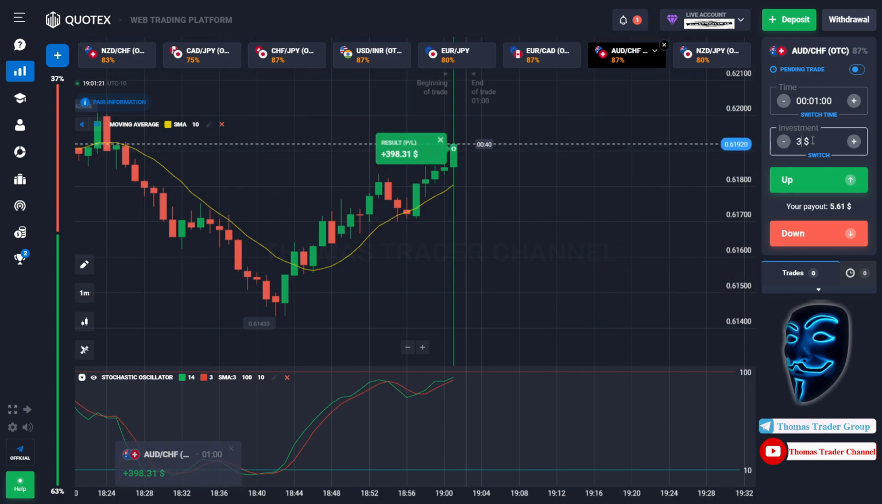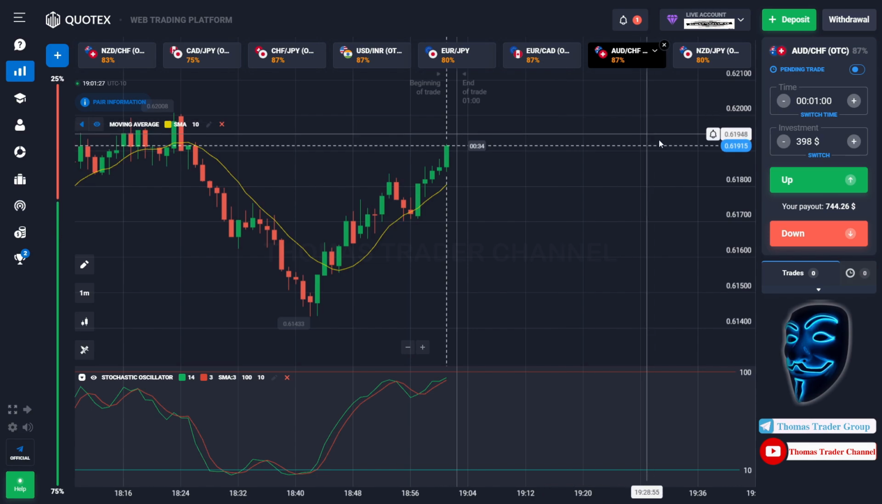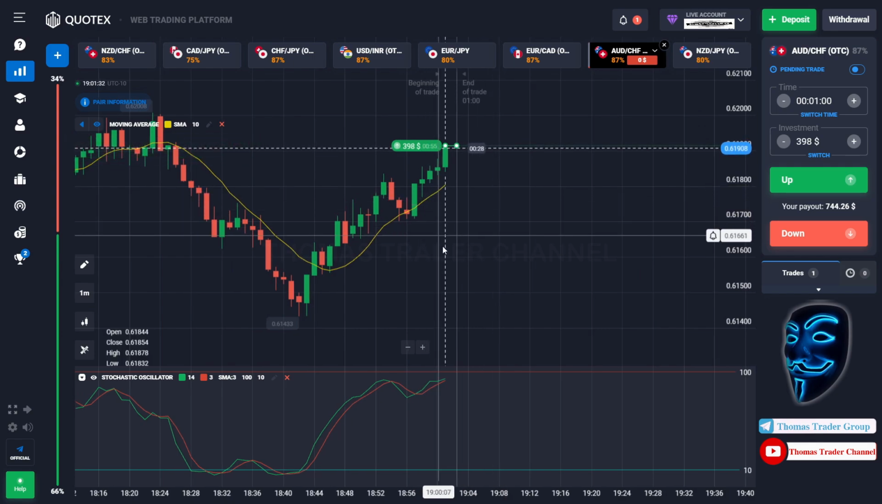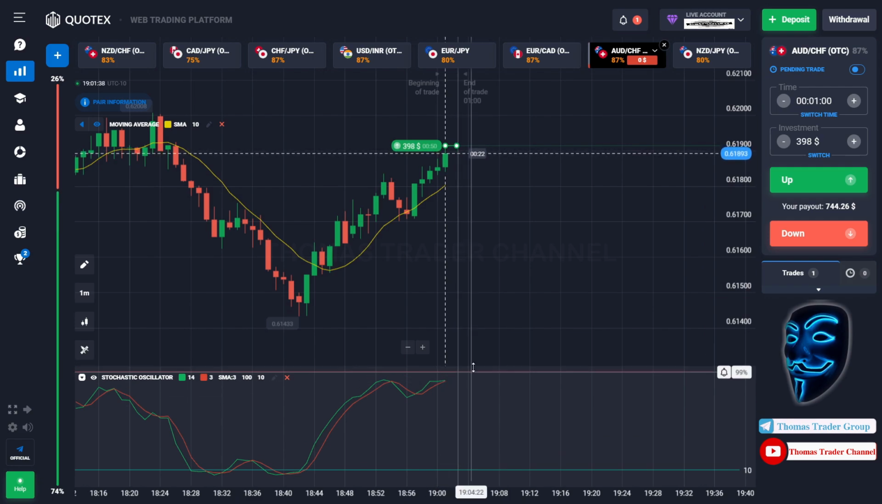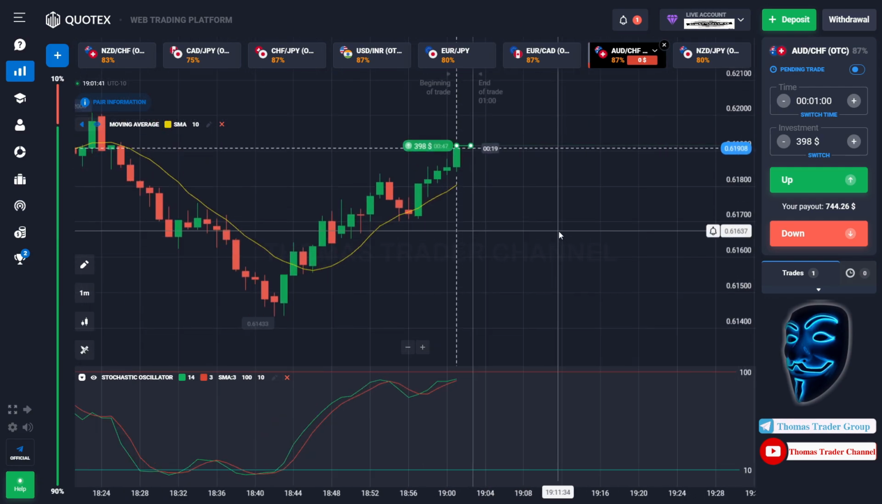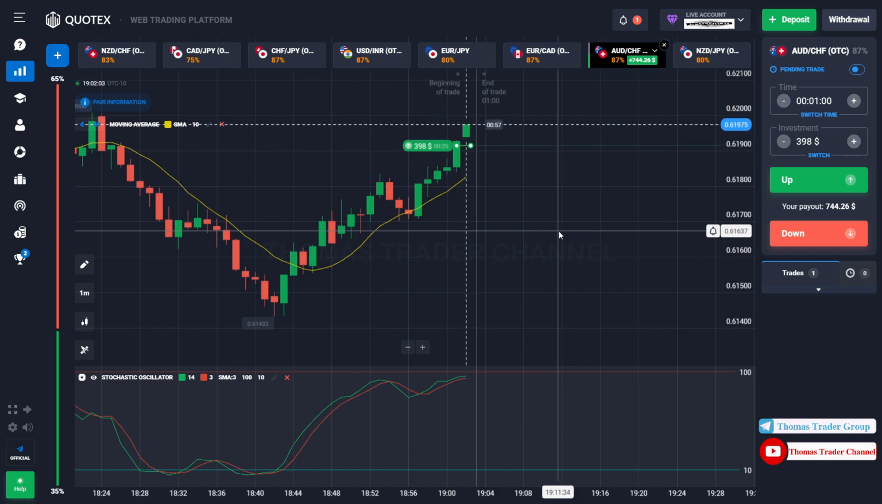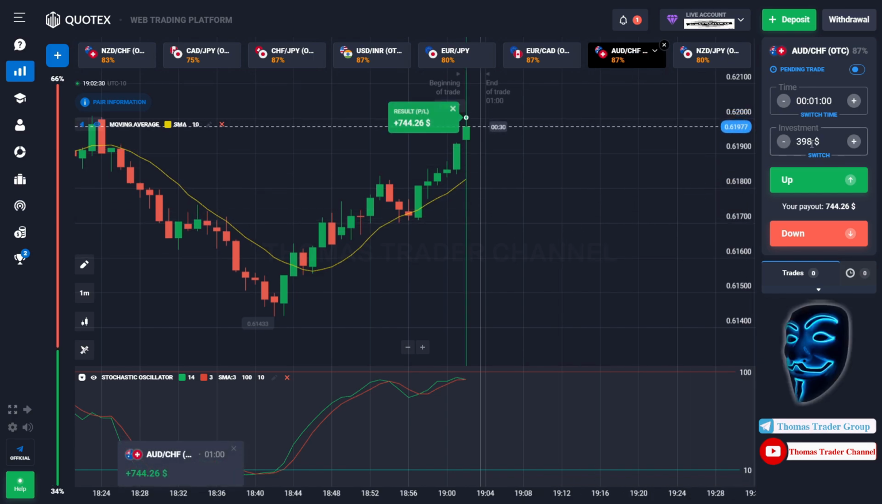Let's change our investment into $398. And over here we still can open buy for 1 minute. I'm sure that the market will still continue the bullish trend, and it will find the overbought area over here before it makes a rebound. Let's prove it, and let's wait till the end of our trade. We made a right prediction over here. We made a profit of $744.